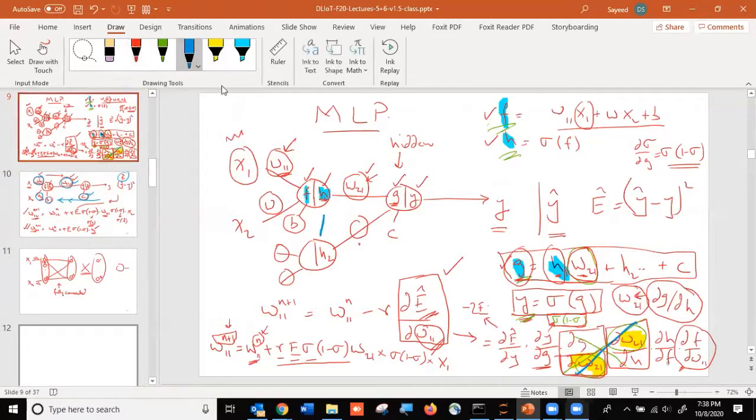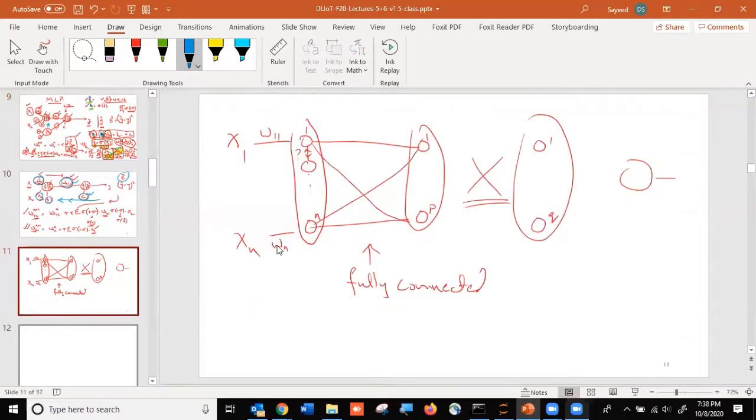This is not connected to this. So only the neurons are connected to the subsequent layer. This is what is referred to as a fully connected feed-forward neural network. All right, so this is a feed-forward network. If we do this, what happens? You create a different type of network, and we will study that. Those are called recurrent neural networks. When we get to that, we'll talk about it.